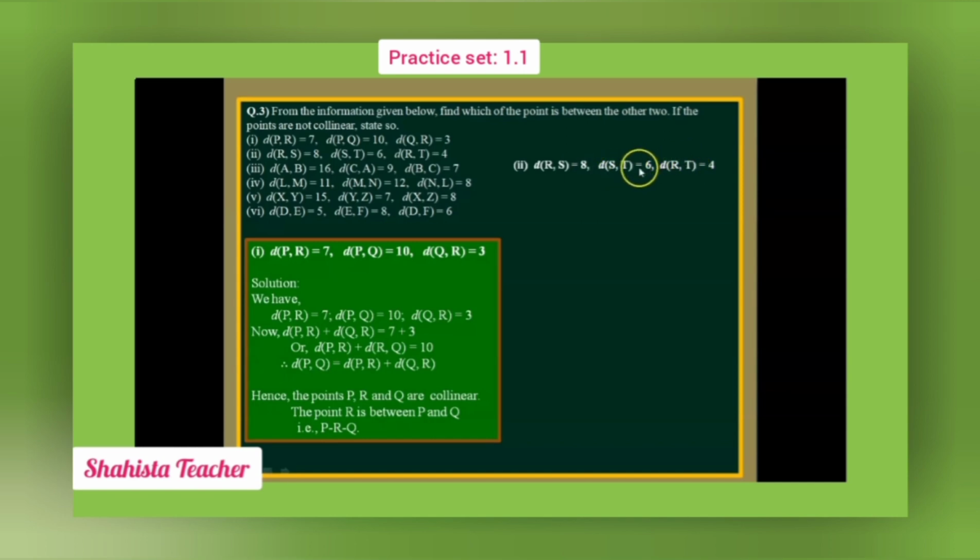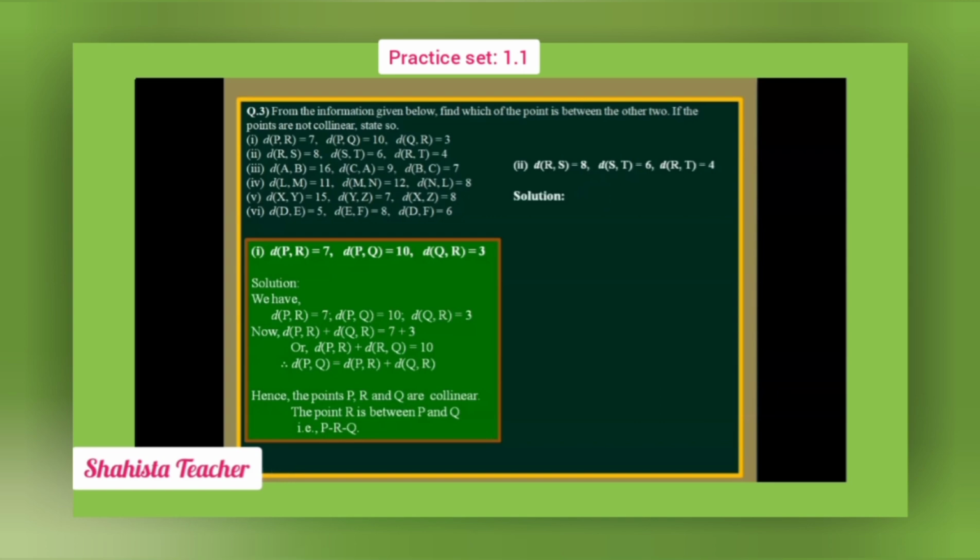We have to add these numbers and check whether after adding these two numbers we get 8 or not. If we are getting 8, that means it is collinear. If we are not getting 8, that means it is not collinear. So simply adding these two numbers, 6 plus 4 is equal to 10, which is not equal to 8. That means it is not collinear. So students, let's solve this sum. So here, solution.